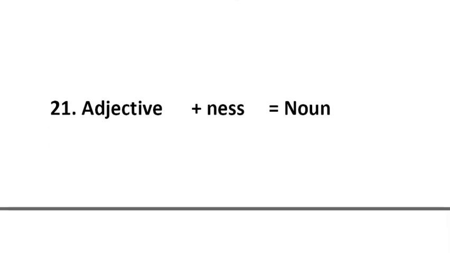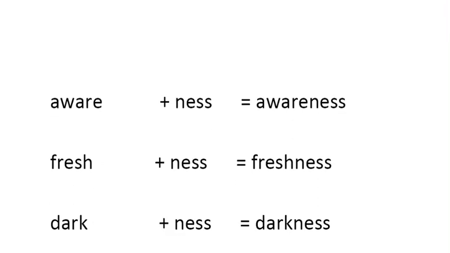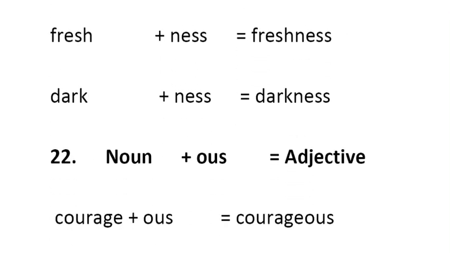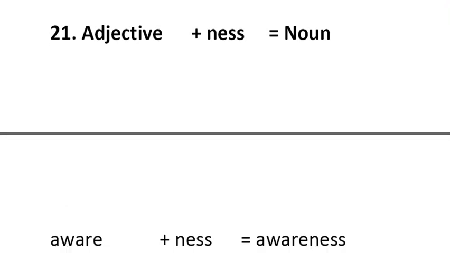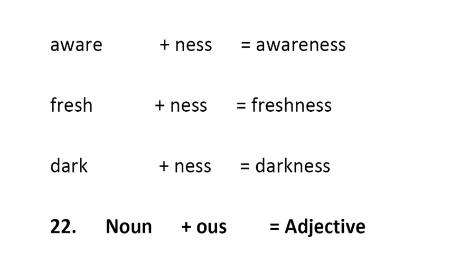And rule 21 says adjective plus ness and it becomes noun. How? Aware plus ness, awareness. Fresh plus ness, freshness. Dark plus ness, darkness. So rule 21 simply says adjective plus ness and it becomes noun. Aware plus ness, awareness. Fresh plus ness, freshness. Dark plus ness, darkness.